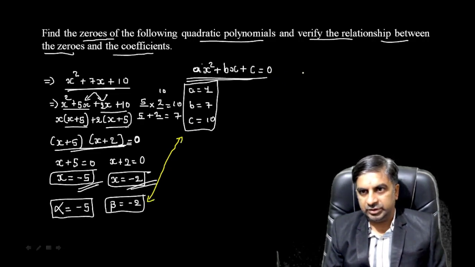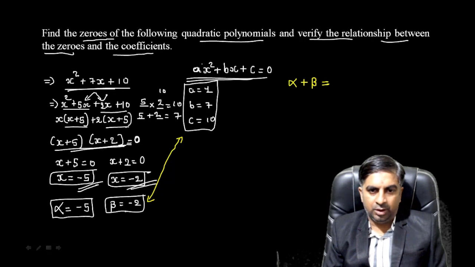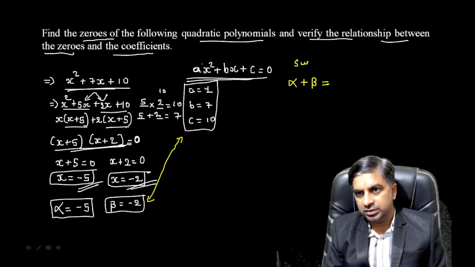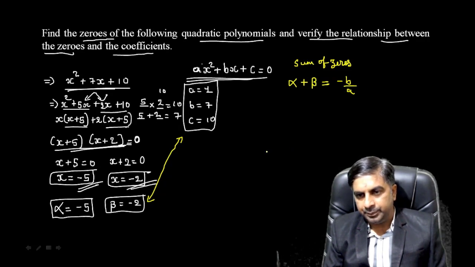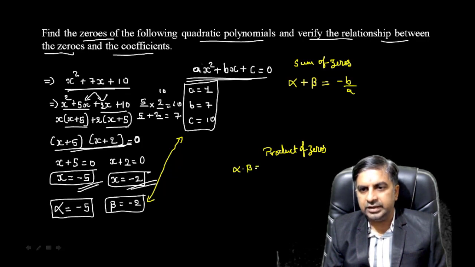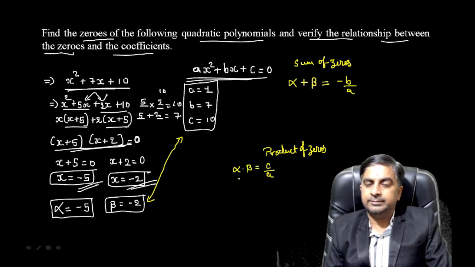What are the relations? Let me tell you. Always keep in mind that alpha plus beta, the sum of zeros, is always equal to minus b by a, and the product of zeros, alpha into beta, is always equal to c by a.